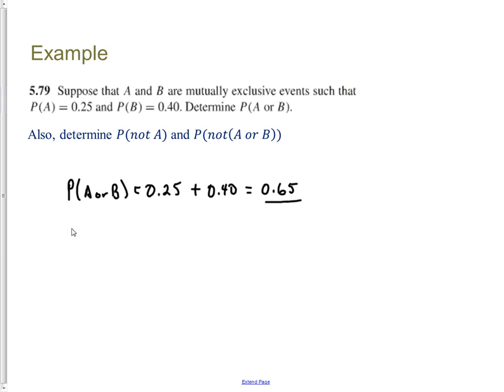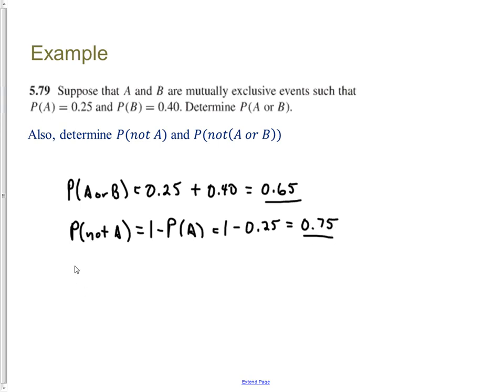How about the probability of not A? To get not A, we're going to use that complementation rule. The probability of not A is going to be 1 minus the probability of A. They're complements, so one of them must always happen. In this case, if we take 1 and subtract 0.25, we get our probability of not A, which is 0.75. Here we go.